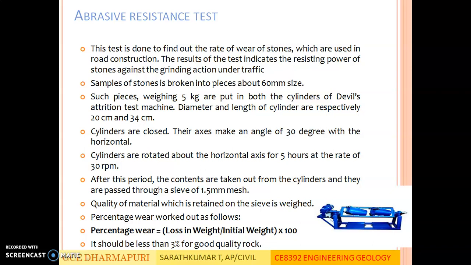After this period, the contents are taken out from the cylinders and they are passed through a sieve of 1.5 mm mesh. The quantity of material which is retained on the sieve is weighed. Percentage wear is worked out as follows: loss in weight to the initial weight. For a good quality rock, the percentage wear should be less than 3%.